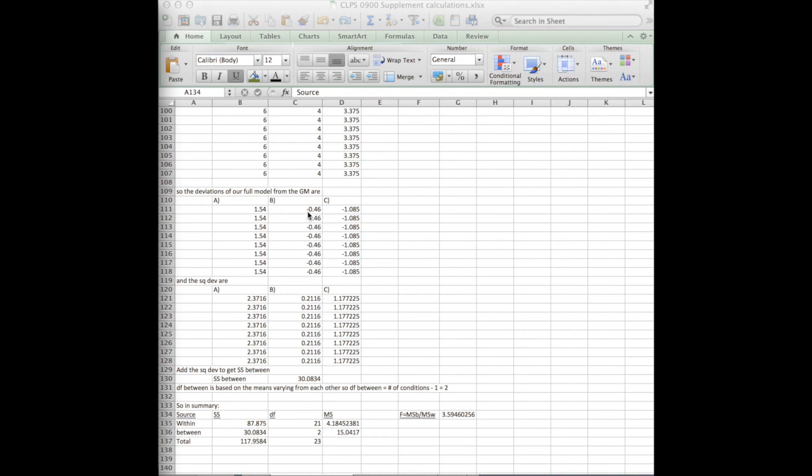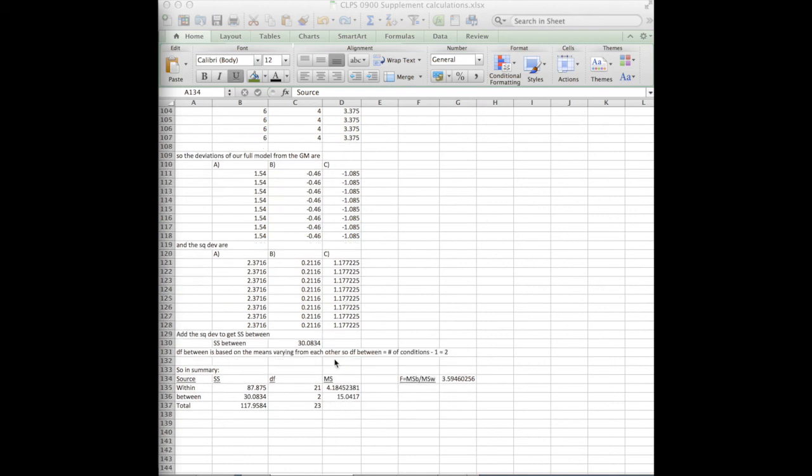Negative 0.46 squared would be 0.2116, and copy that down. And then for C, minus 1.085 squared would be 1.17 and change, and copy that down. So then when we're done with that, we would get all of these square deviations, and then we would take the sum of the square deviations. So add all of these terms to get the SS between, and I calculated that to be 30.08 and change.